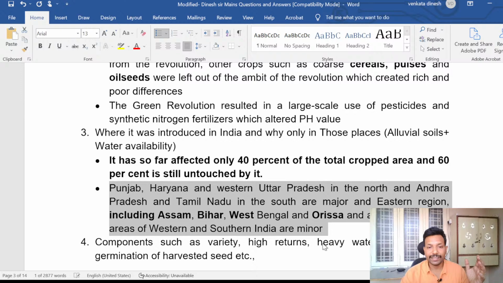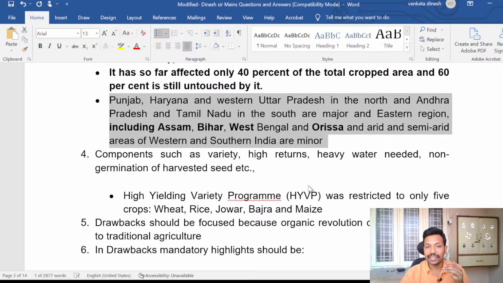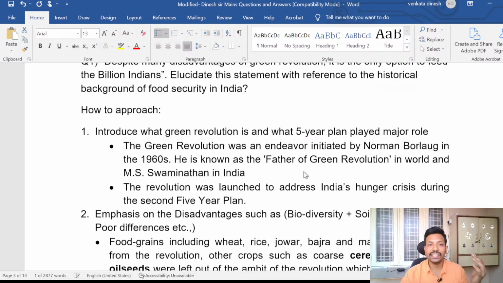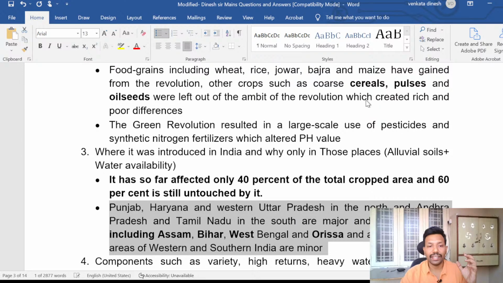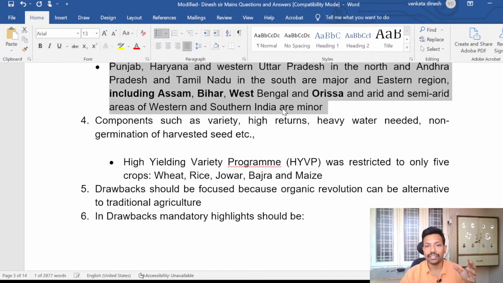Now, components such as variety, high returns: you have to prove that the Green Revolution is the only option, because he is saying that India has more than 1 billion Indians, right? 135, 137 crore Indians. So to prove that statement, it is the only option. You don't have any other option rather than accepting components such as: the Green Revolution is good, it has high returns, heavy water though needed.